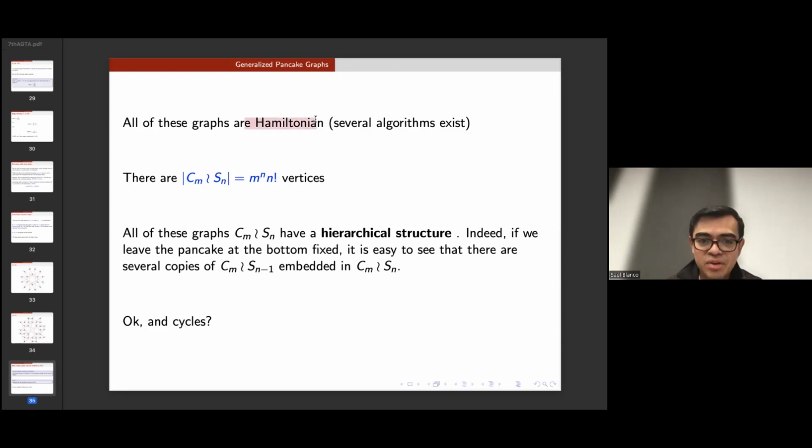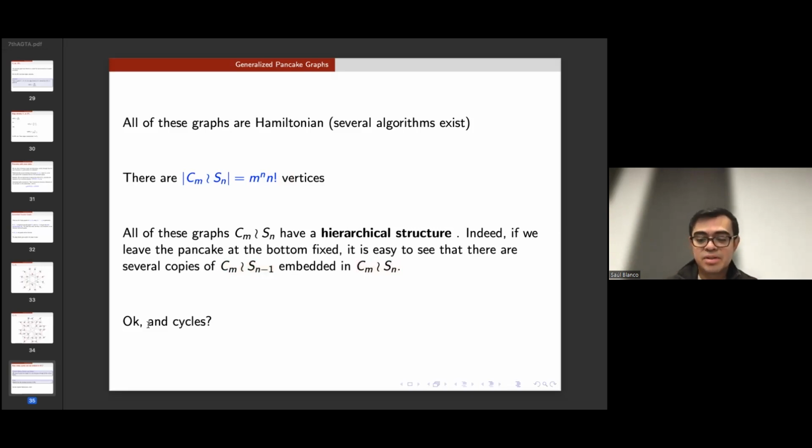This one is also trivial. The number of vertices is m to the n times n factorial. You have n characters, and each of the characters has m symbols. So this is the count that you would get. And like I mentioned, all of these graphs have this hierarchical structure where you just leave the last pancake, the last character and sign, fixed, and you get a smaller copy. You see several copies of the smaller graph embedded in here.